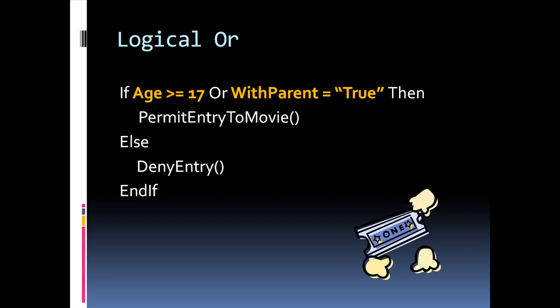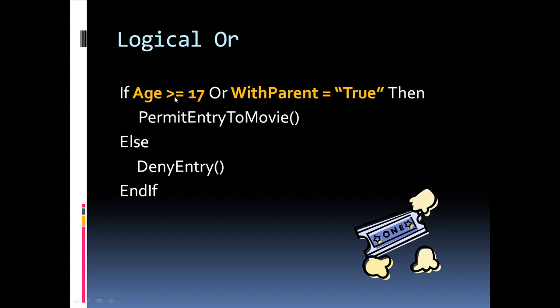Here's another example using logical or. Let's say we have a very young person trying to get into an R-rated movie. If age is greater than or equal to 17, if this is true, it's a non-issue. We let the person into the R-rated movie. Or if they're with a parent, then they get entry into the movie. Or else we'll deny entry.